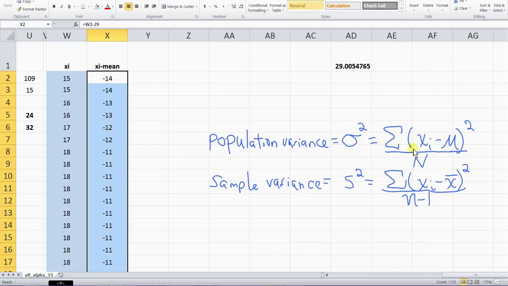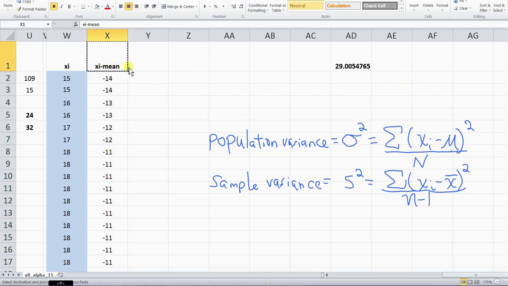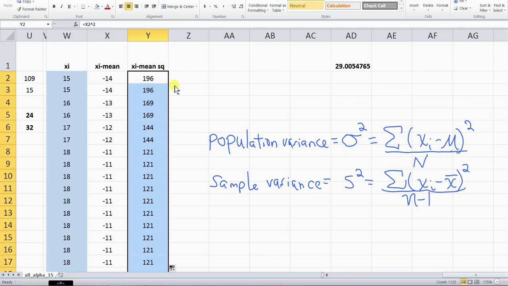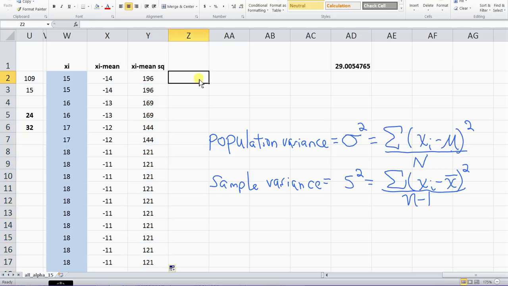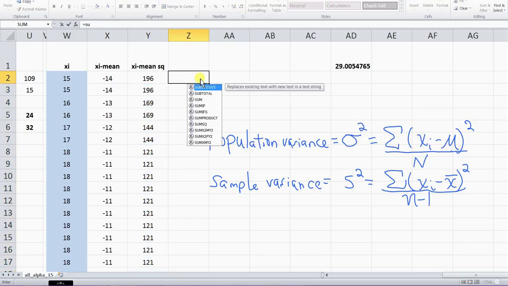And now this formula says take that difference and square it. So let's do that in another column right here. I'll make the notation SQ so we know we squared them. Equals this difference here, squared, and we'll copy it down. Now this formula says what we should do with those squared differences is add them all up. So let's do that right here. Equals sum.